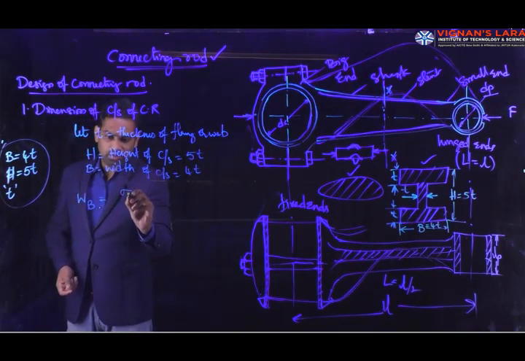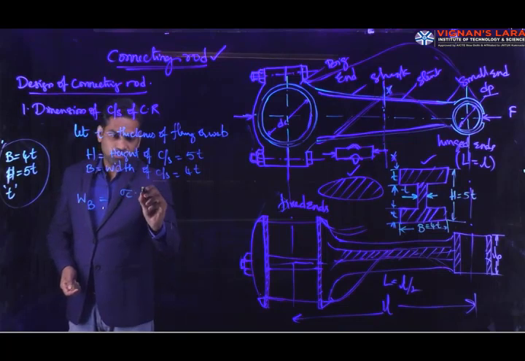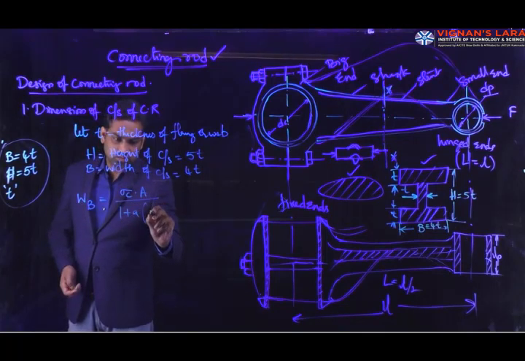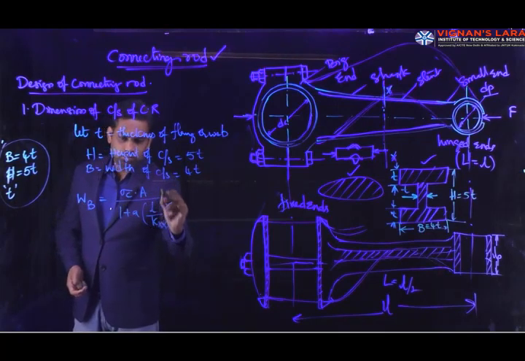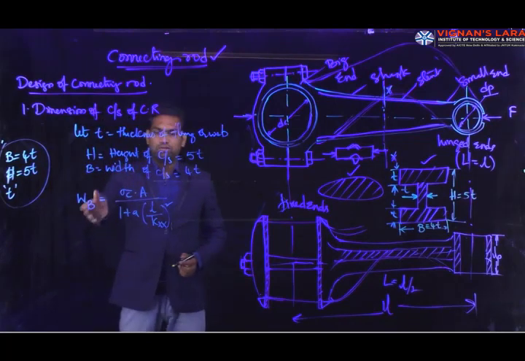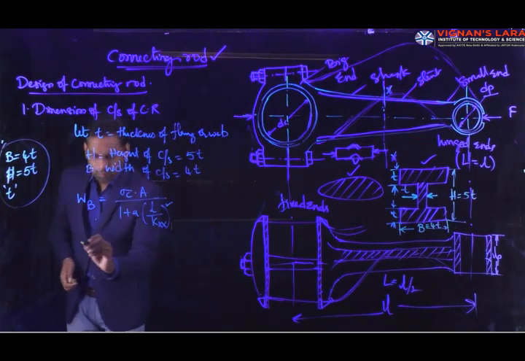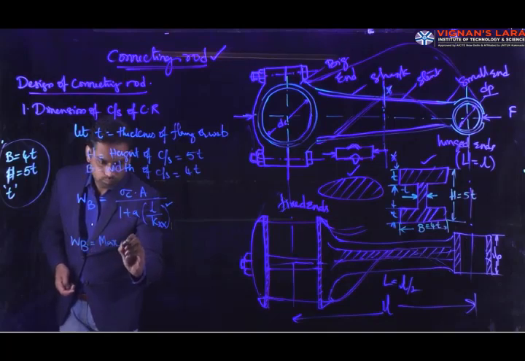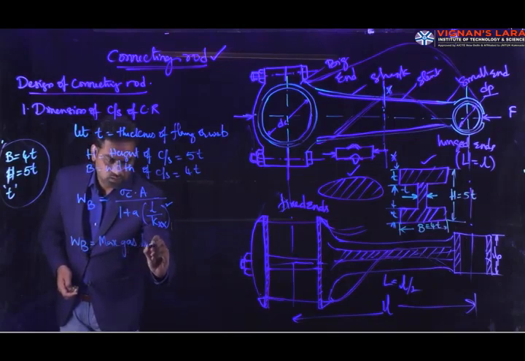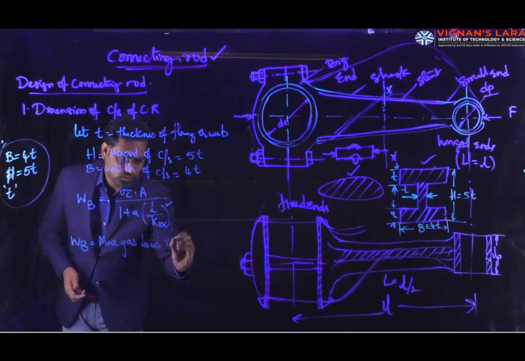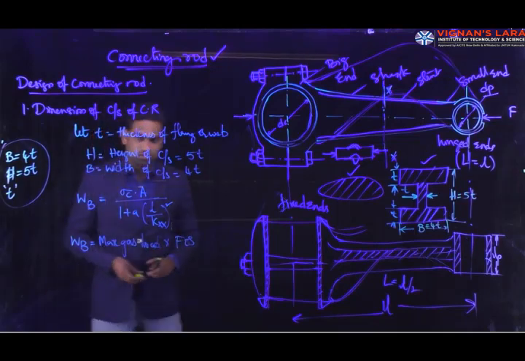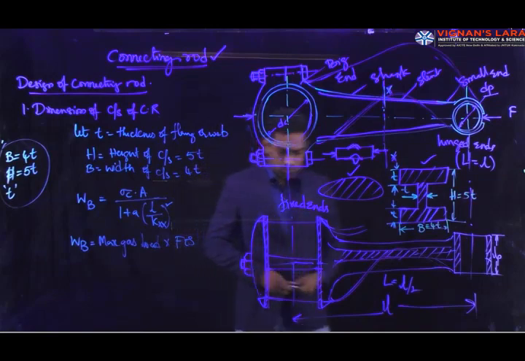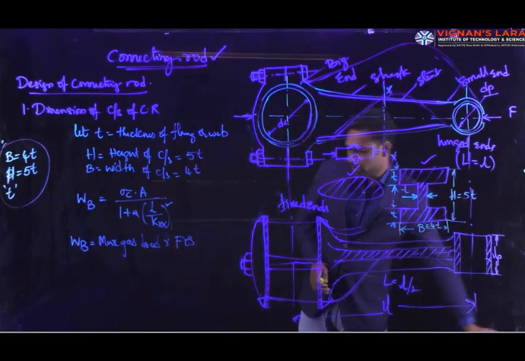So that is WB, the buckling load, equal to sigma c into A by 1 plus small a into L by Kxx whole square. Here WB is the buckling load, which is going to be calculated as WB equal to the maximum gas load into the factor of safety.